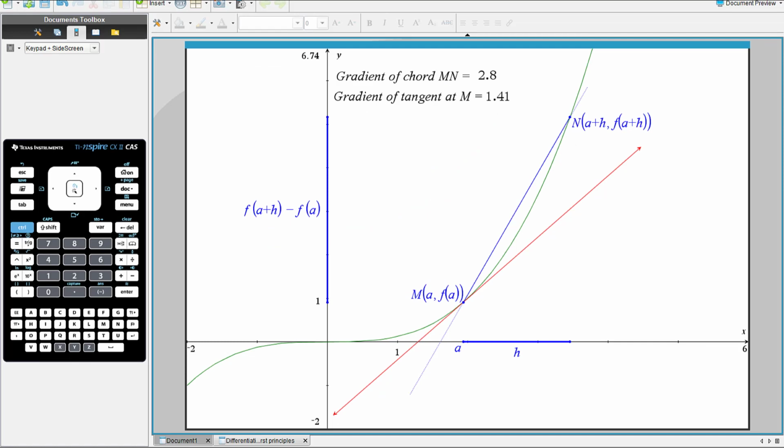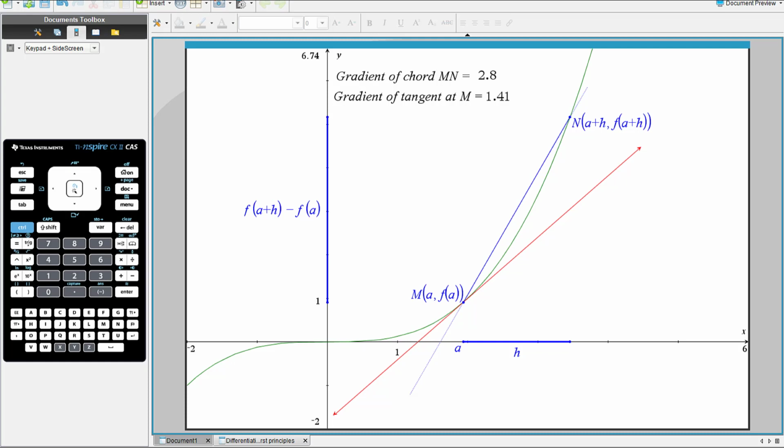Okay, so we're trying to approximate the tangent at a point M with an x-coordinate of a rather than x-coordinate of x, but otherwise everything else is the same. Now we're actually working with some numbers. I've put a specific function in here. So what the CAS is calculating for us is the gradient of the chord, or the secant, MN. The gradient of the blue line is currently 2.8, and the gradient of the tangent at M is 1.41.